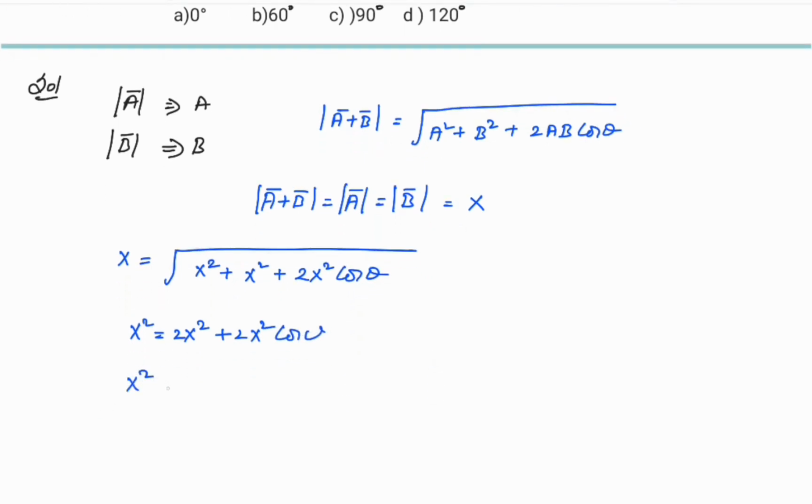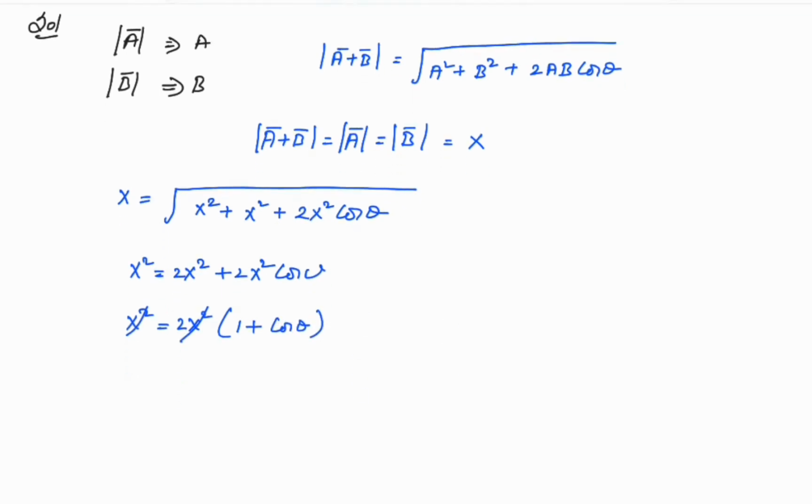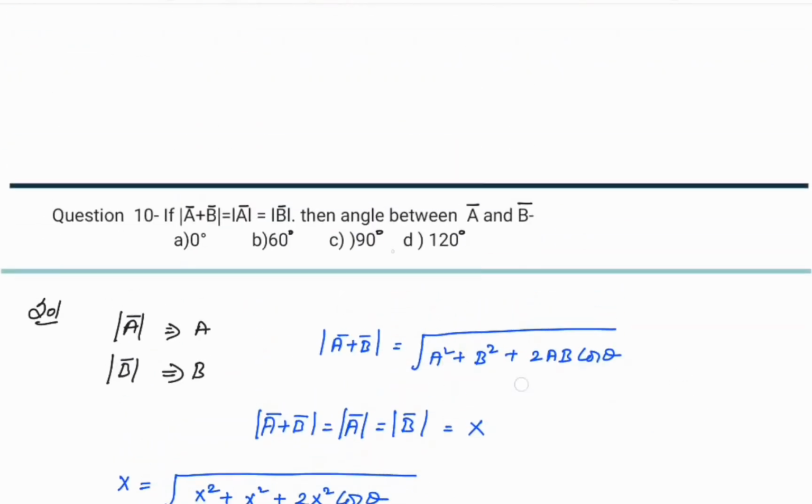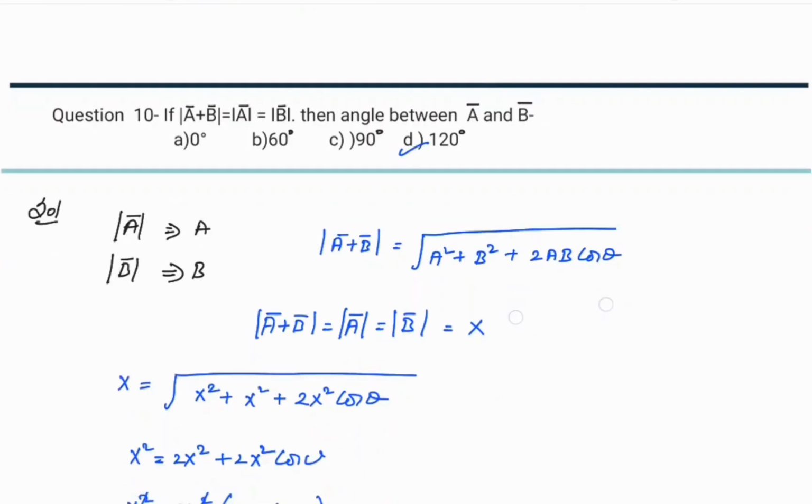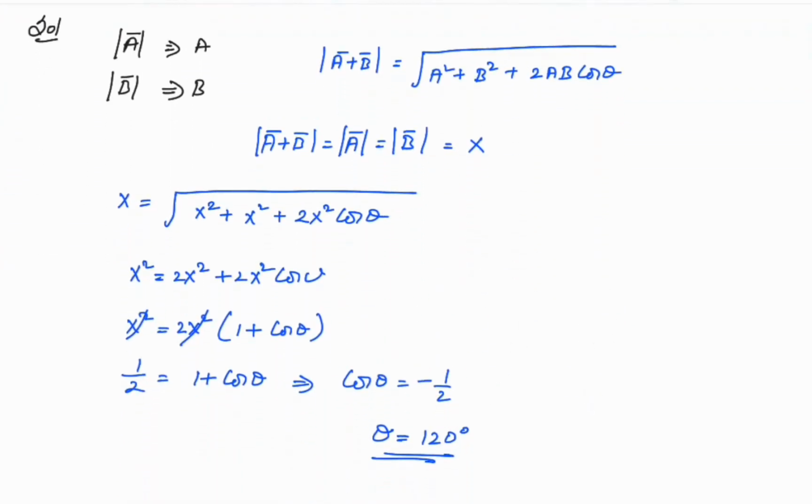From here, you can take 2x square as common: 2x square times (1 plus cos theta). X square is going to be cancelled. 1 upon 2 is equal to 1 plus cos theta. From here you will get cos theta is equal to minus 1 upon 2. Okay, we know now cos theta is minus 1 upon 2. It means theta is going to be how much? 120 degrees. 120 is the right answer. Option D is the right answer. This is the solution for this question.